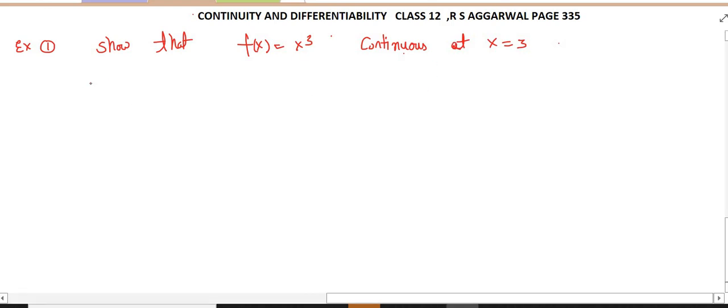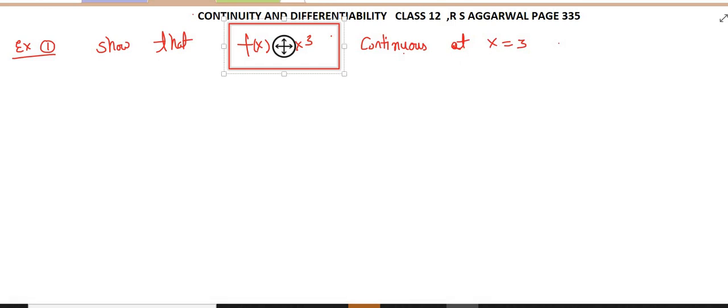Hello everyone. Today I am starting continuity and differentiability for class 12. I will be solving all the examples from R.S. Agarwal. So this is the first example. Show that f(x) = x cube is a continuous function at x = 3. I'm sorry, it is at x = 2.